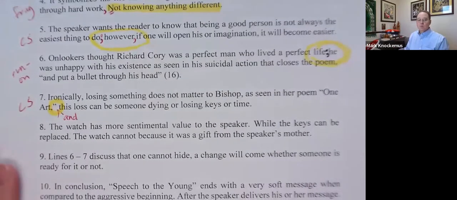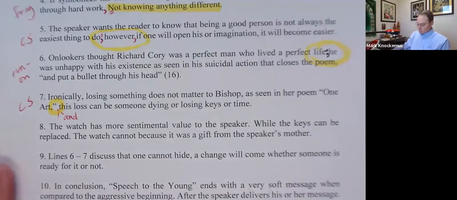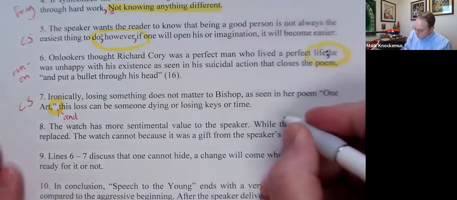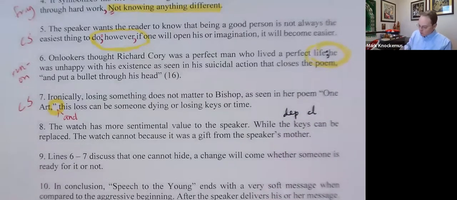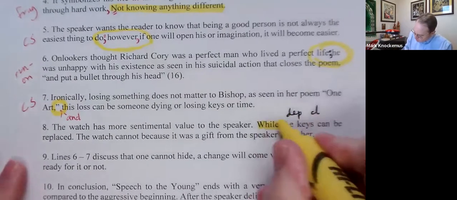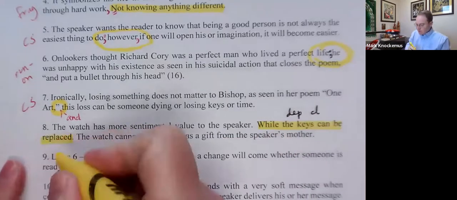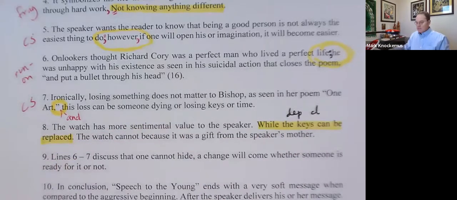The watch has more sentimental value to the speaker, while the keys can be replaced. The watch cannot because it was a gift from the speaker's mother. You recognize what's going on here? "While" is a subordinating word. It makes a dependent clause. And what do we have going on, everybody? A dependent clause standing by itself.